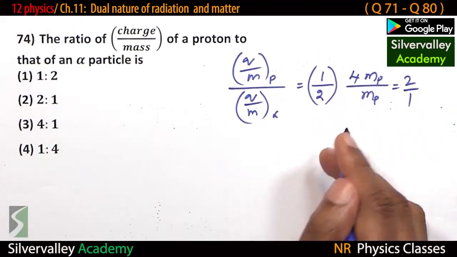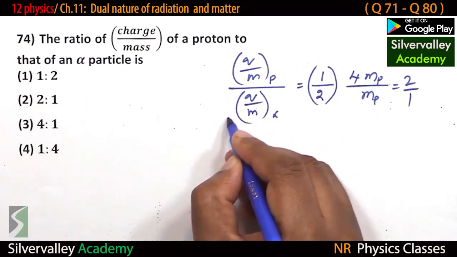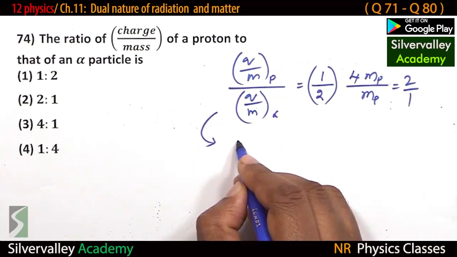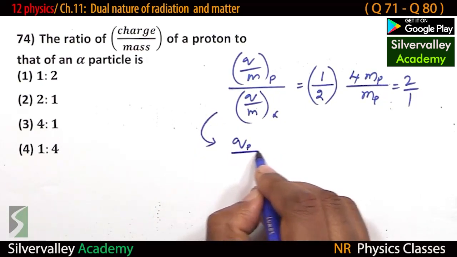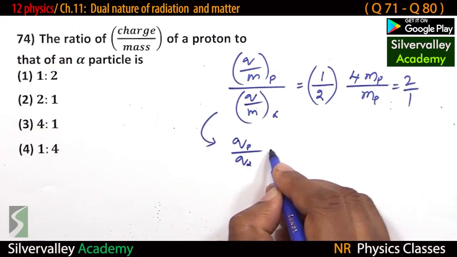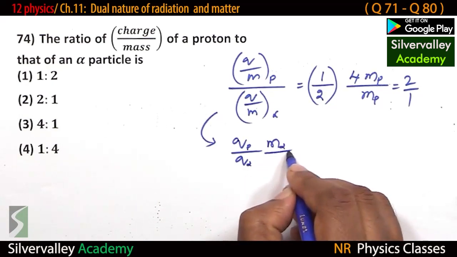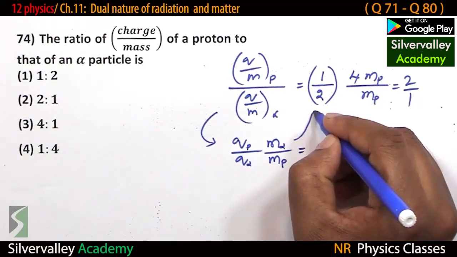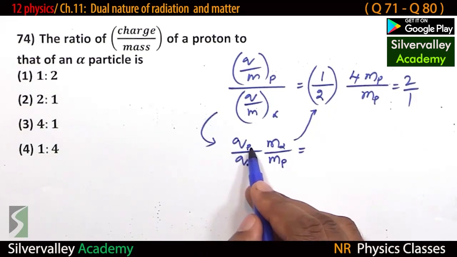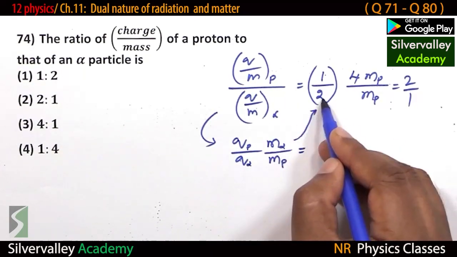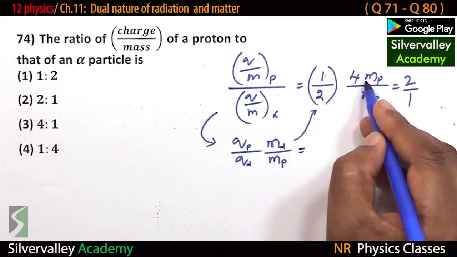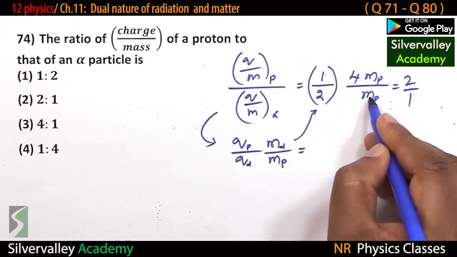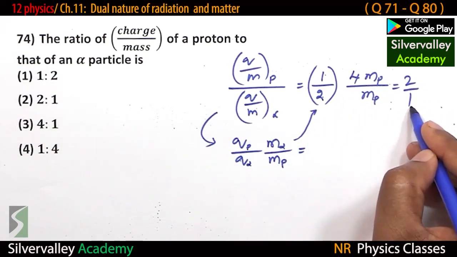If you find it difficult, then simplify this step. Charge of proton by charge of alpha, times mass of alpha by mass of proton. Now go from this step to this step. Charge of proton is 1 times, charge of alpha is 2 times, mass of alpha is 4 times, mass of proton is 1 times. Therefore 2:1.